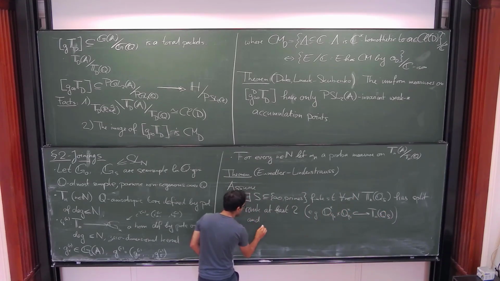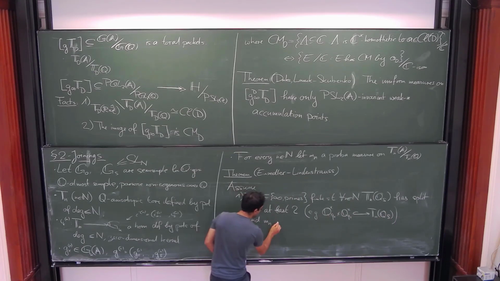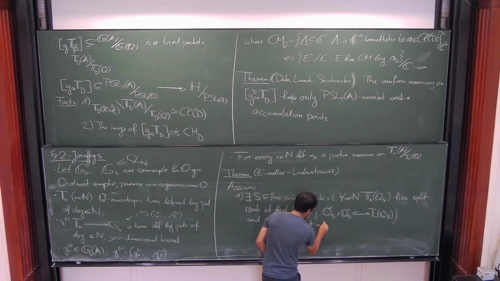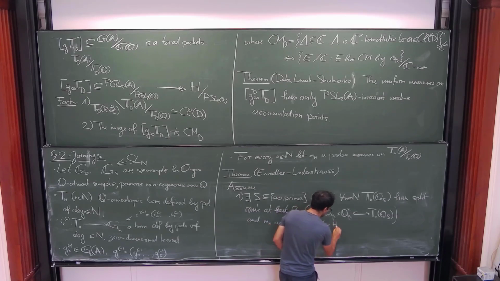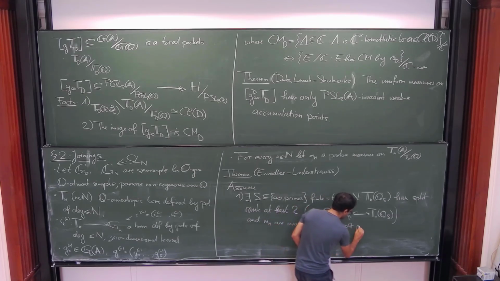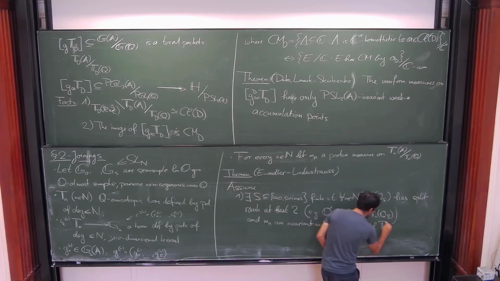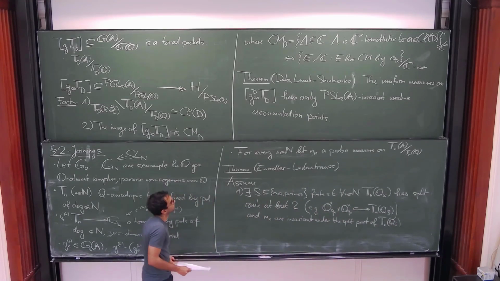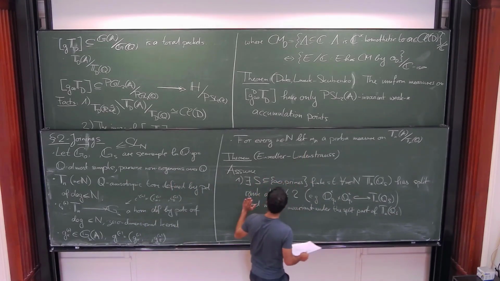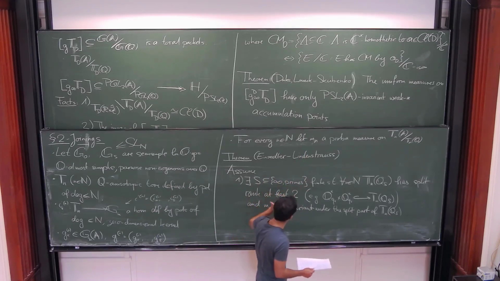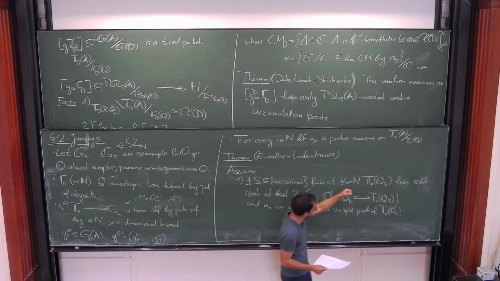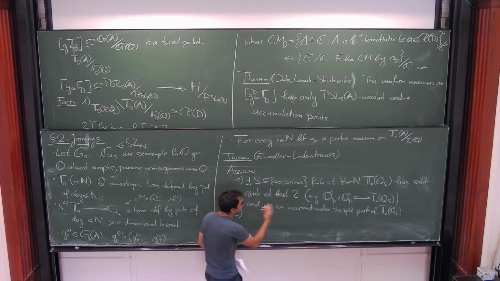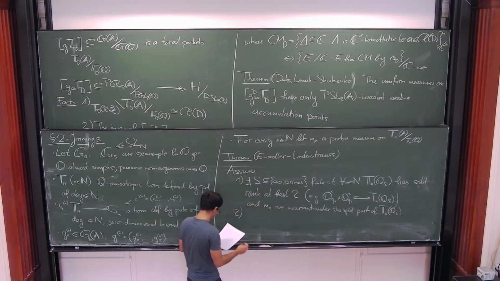And we also assume that all the measures m_n are invariant under the split part of T_n. Okay. So we have a sequence of probability measures, and they are all invariant not under the whole group, but under the split part of this torus, but under a higher rank group. This is the crucial part.